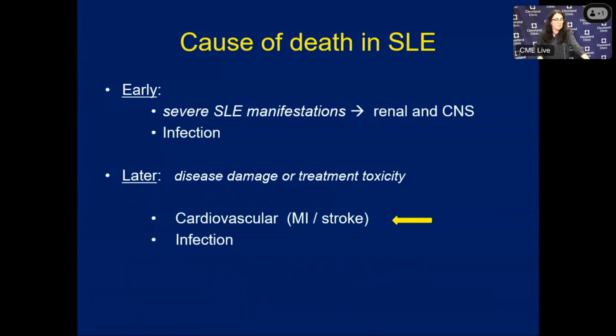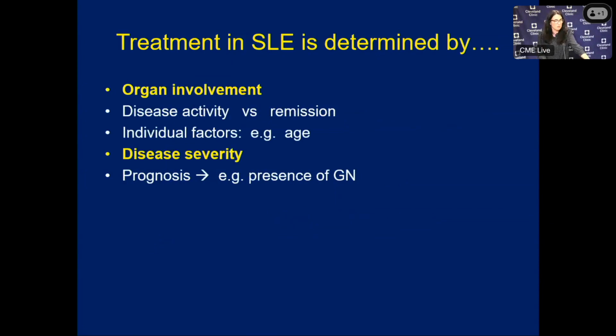Causes of death are different in lupus depending on the stage of disease. Very early on, in the first 2 years of disease, it is more commonly associated with severe lupus manifestations such as renal disease and central nervous system disease, as well as infections because these patients are heavily immunosuppressed. But later on, after about 2 years, disease damage and treatment toxicities start to happen more often, and cardiovascular disease becomes the main cause of death in these patients. Infections are still important because of immunosuppression.